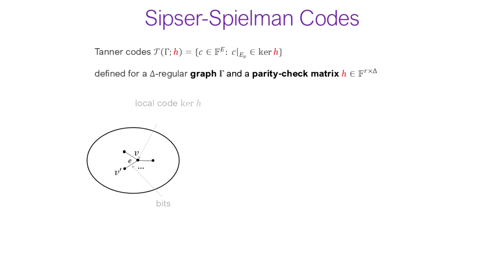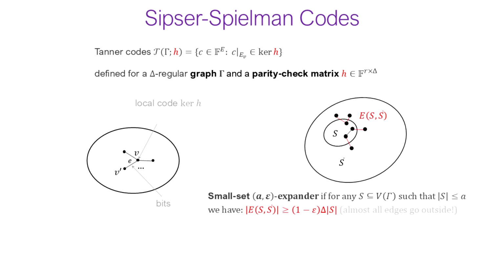Let me first briefly remind you about Sipser-Spielman codes. Sipser-Spielman codes are Tanner codes. It means that we have a graph and we assign bits to edges. We assign local codes to vertices. And we typically use some d-regular graphs, delta-regular graphs.